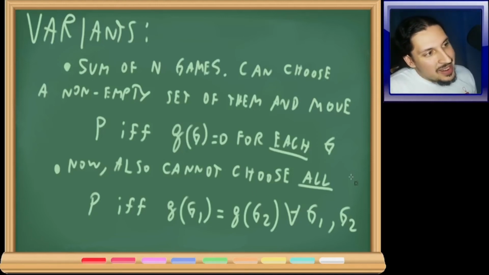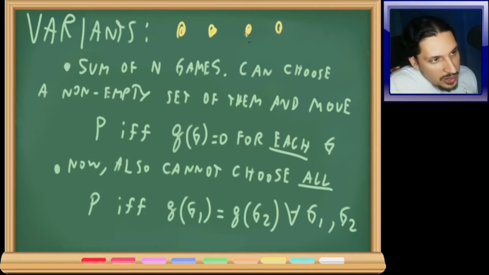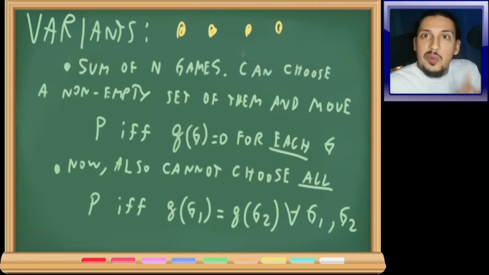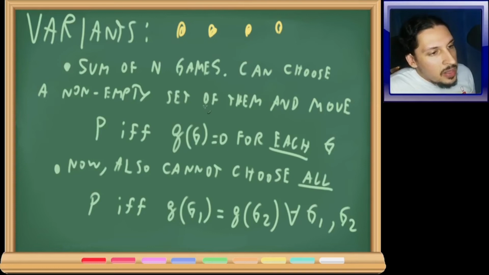Okay, now I want to mention a few variants and tricks. Basically, there is a very simple variant where you sum a lot of games. You have maybe one game here, one game here, one game here, n games. And the rule is not that you choose one game and you play there, but instead you can choose any non-empty subset of them. So you may play in one game, in 2 games, or in all of them. It doesn't matter. You choose any set of games and you have to make one move in each of those games. Then, in that case, how do you know if the position is winning or losing?